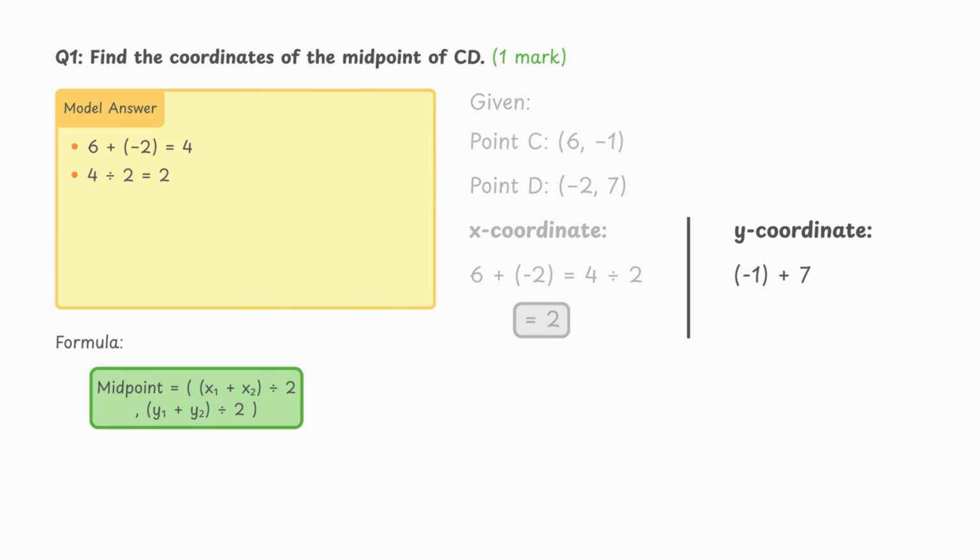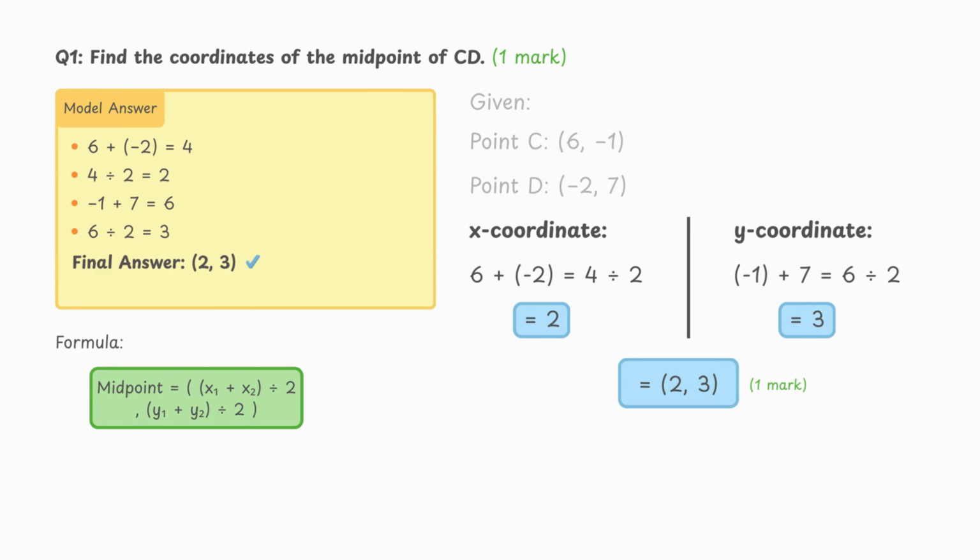So we do -1 plus 7. -1 plus 7 equals 6. Now we divide 6 by 2. 6 divided by 2 equals 3. So the y-coordinate of the midpoint is 3. This means the midpoint has an x-coordinate of 2 and a y-coordinate of 3. So the final answer is 2, 3.